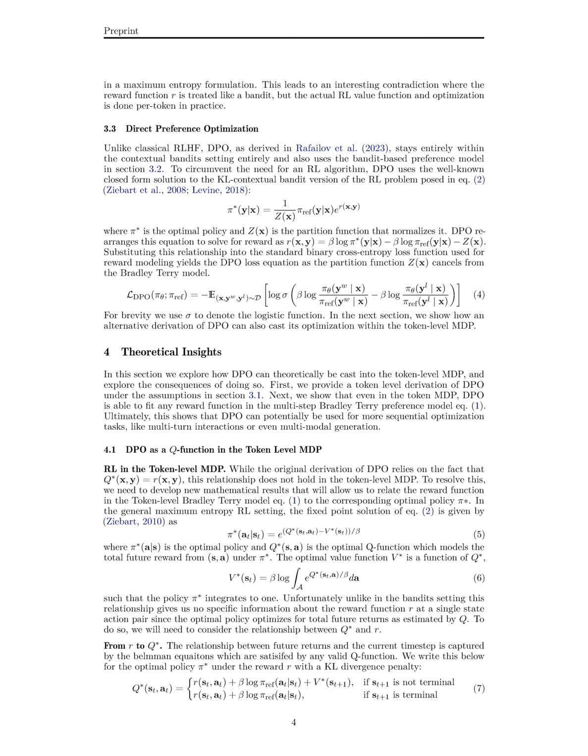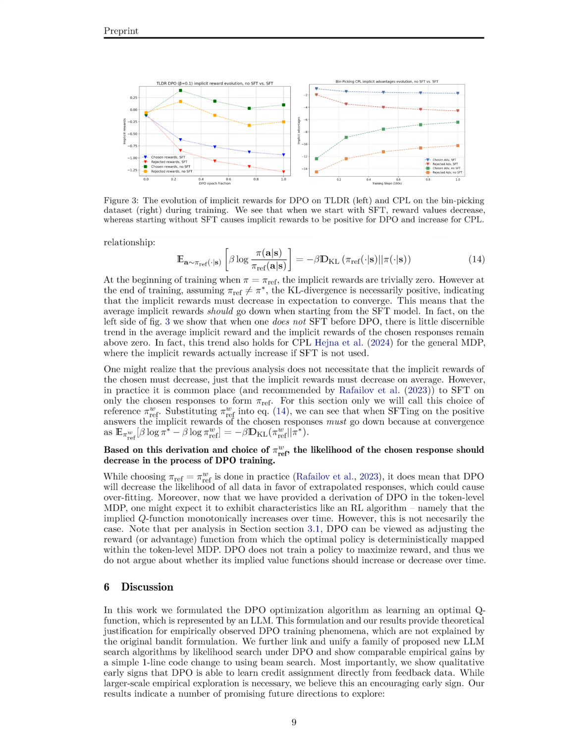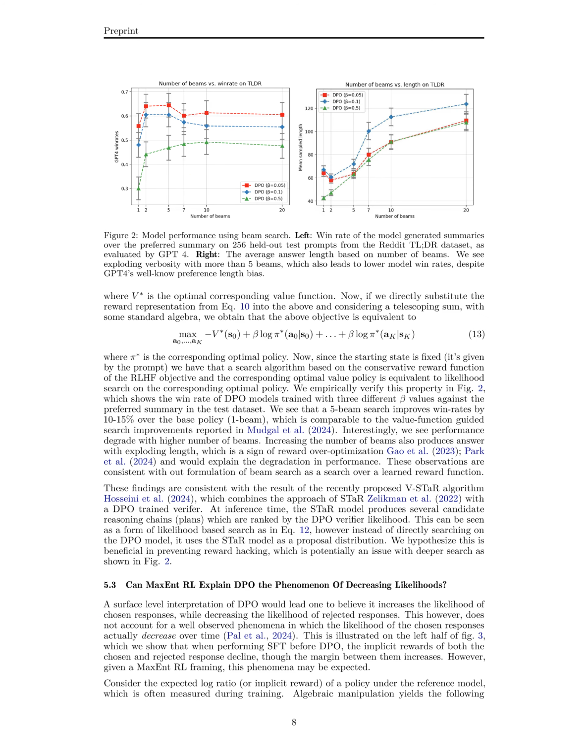This phenomenon is expected due to the nature of the KL divergence and the optimization process in DPO. The decrease in likelihood of chosen responses is a consequence of the policy moving away from the reference model, leading to a decrease in the average implicit rewards. This trend is consistent with the principles of Maxent RL, where the policy adjusts to maximize the expected reward while maintaining a balance with the reference model.